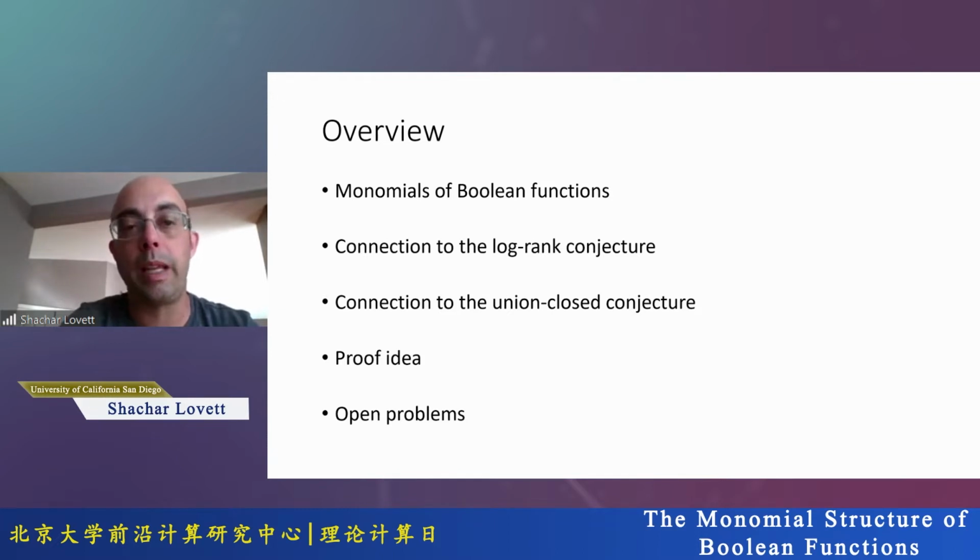So I'll start by explaining the problem that we were trying to solve, what's called the monomials of Boolean functions and how they look. I'll tell you about two interesting connections where this question comes up. One is in trying to solve or understand better the log-rank conjecture, which is a famous open problem in communication complexity. And the second one is a connection to a different conjecture called the union-closed conjecture, which is a different famous conjecture in combinatorics. And I'll show you how these things get connected to both.